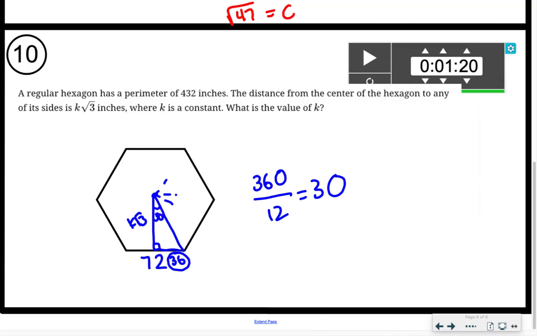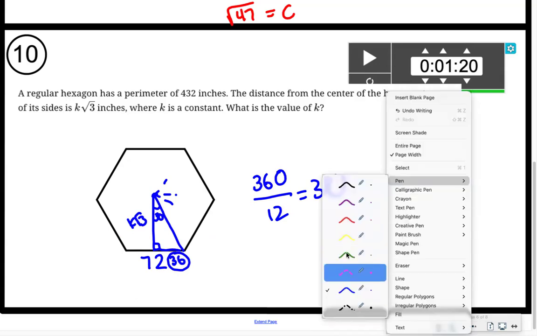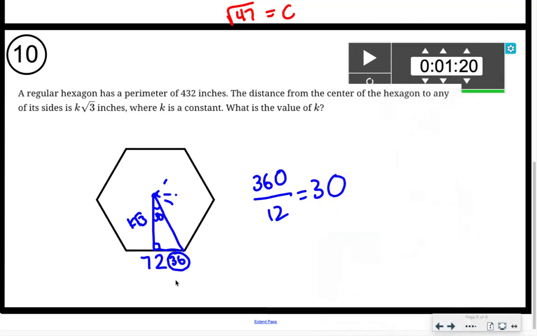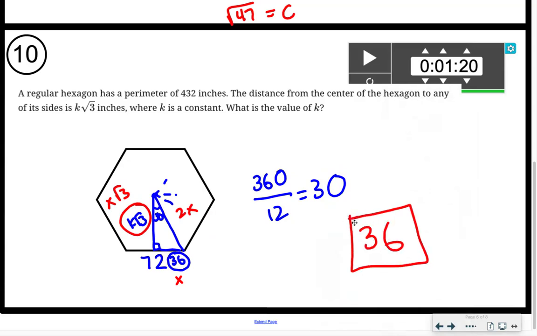So if you have a 30, 60, 90 triangle, the sides, and this is going to work out quite conveniently, are x, x root 3, and 2x. Well, our side is k root 3, and they just want k, but k is x and x is 36. So the answer to the problem is simply just 36.